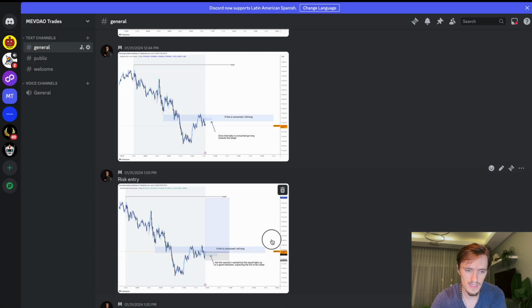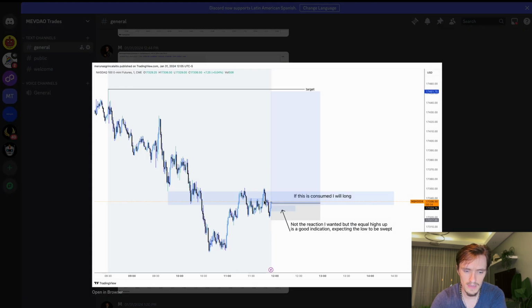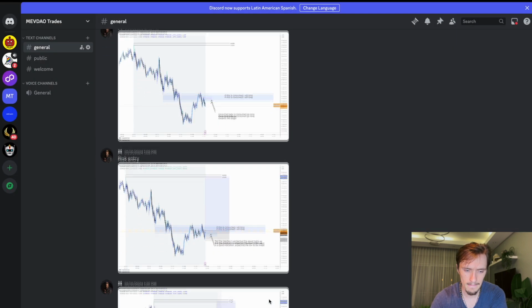So what happens next is I waited a bit further, I indicated another area, and I say not the reaction I expected, but the equal highs up is a good indicator. As you can see, price moves in different ways, but the idea is still the same. There's an equal highs up there, and I stay with my idea and I look for entries. This is one of them.